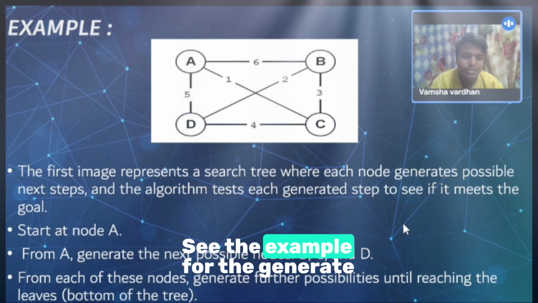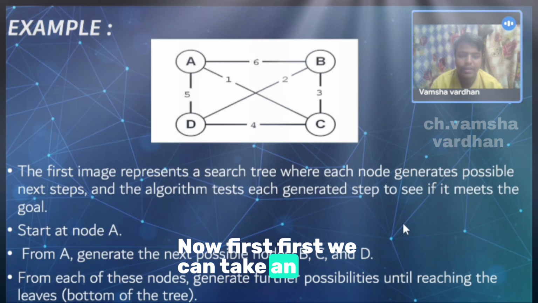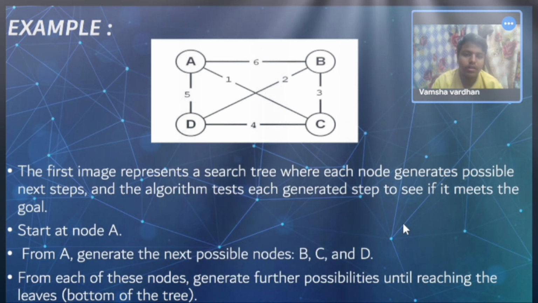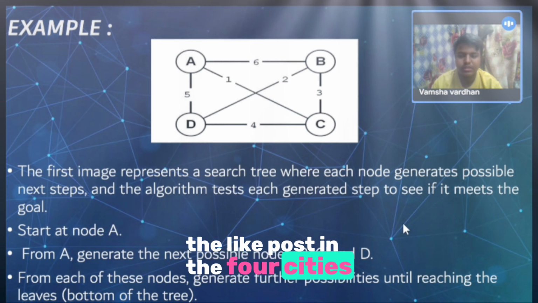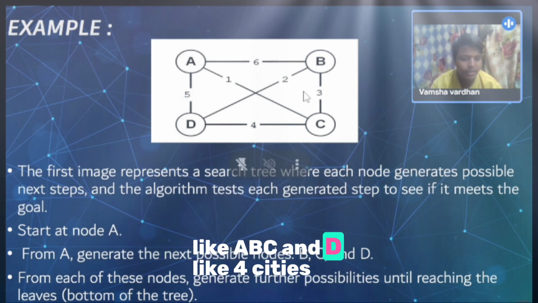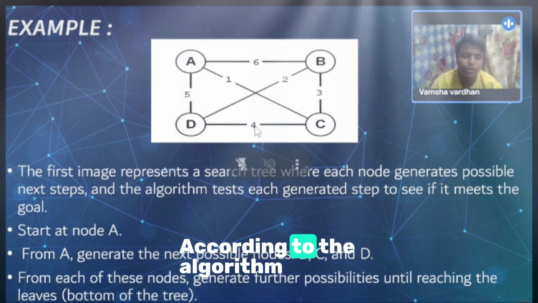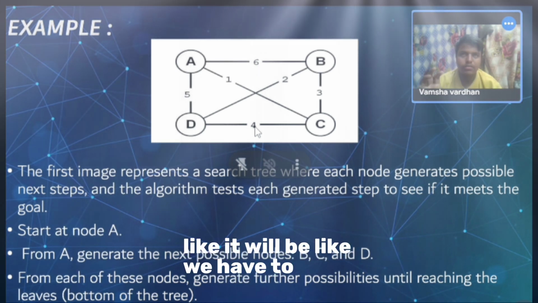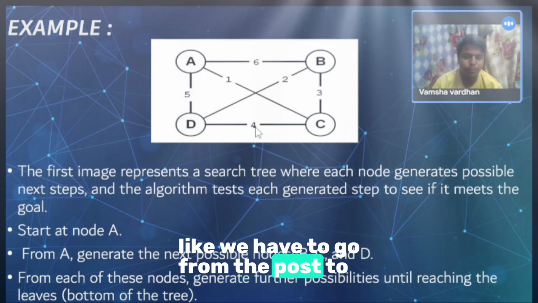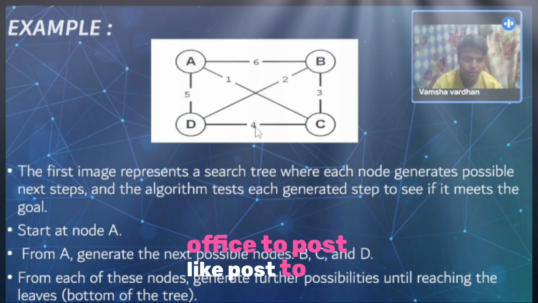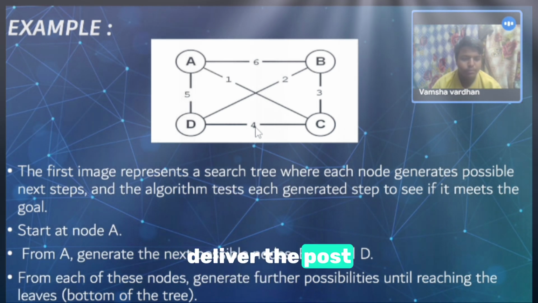Let's see an example for the generate and test algorithm. First, we can take an example of postman delivery. The postman has to deliver the post in four cities, A, B, C and D. According to the algorithm, we have to generate the possible solutions. We have to go from the post office to the homes where we have to deliver the post.